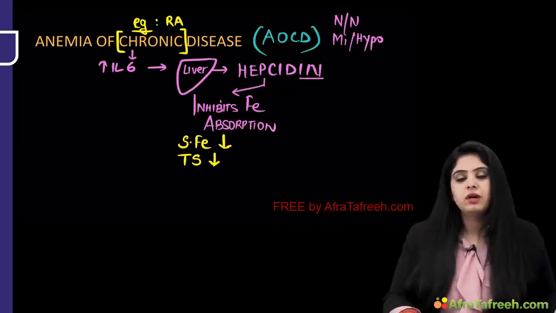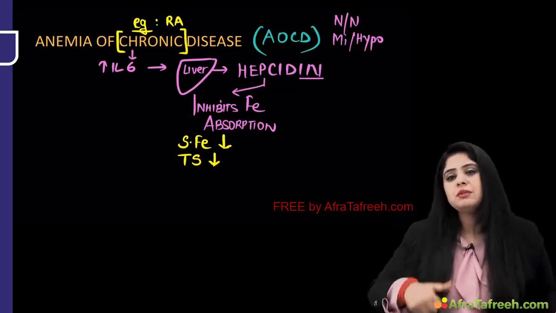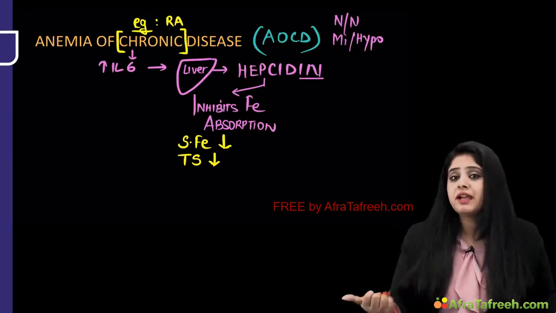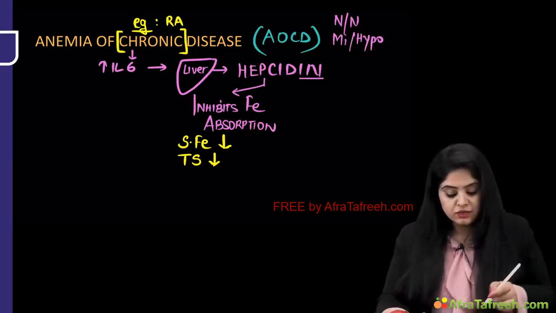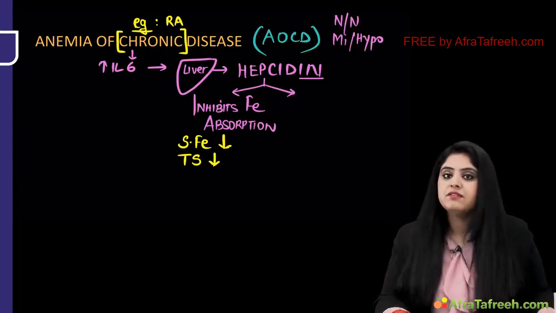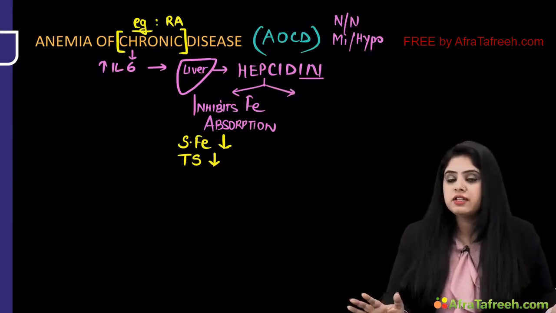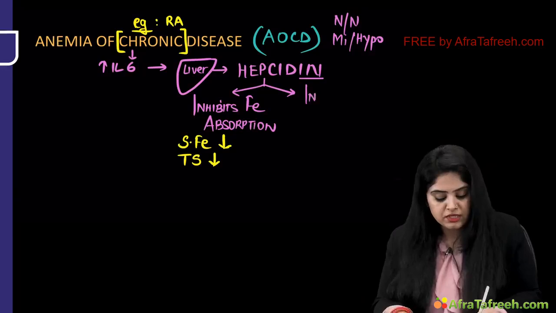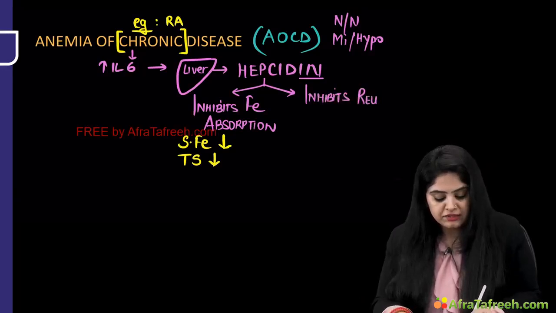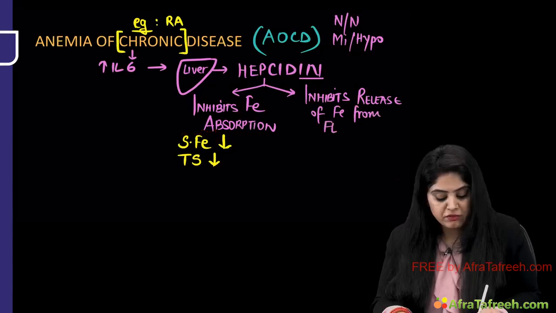Then you say, okay, there's no iron, nothing binding to transferrin, let me take iron from my bank account. What is the bank account? The bank account is like ferritin. So does hepcidin allow you to take money from your bank account? The hijacker will never let you take money from your bank account. So hepcidin will inhibit that as well. It inhibits the release of iron from ferritin. So even your bank accounts have been frozen. There is no release of iron from ferritin.